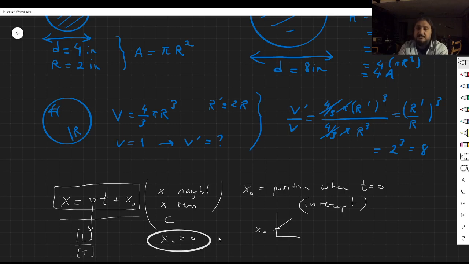And V can be 0 sometimes, right? Can be positive, can be negative. X naught can be positive, 0, or negative. You have all these possibilities. Actually, if you think about physical variables, the only thing that cannot be negative is t. There is no negative time. Time is always positive. But in general, physical quantities can have negative or positive values. All right?